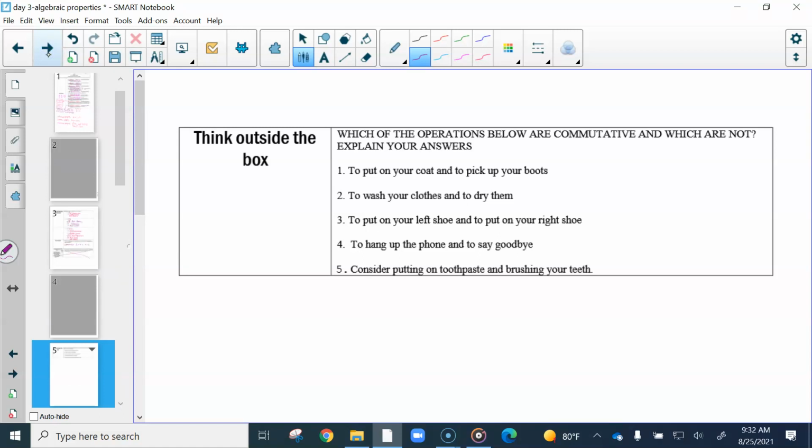So we're going to think about these and decide are they commutative or not. This means, does the order matter or does it not? To put on your coat and then to pick up your boots, does the order matter? No. I can put on my boots and then my coat, or my coat and my boots. It doesn't matter.